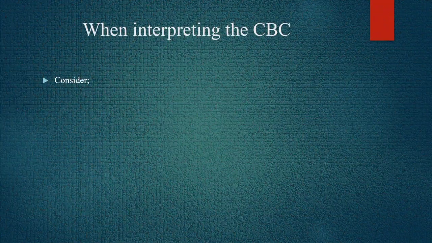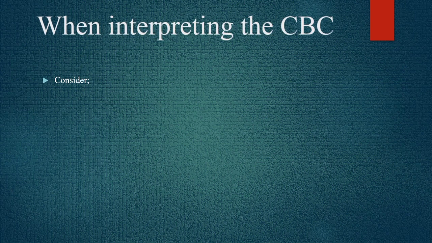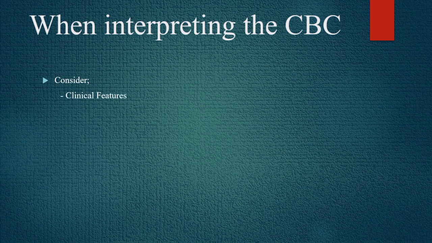Now, say you receive a CBC. What should you do when interpreting it? What exactly would you be looking at? What do you consider? Now, in order to interpret the CBC, you have to consider, one, what are the clinical features this patient is presenting with. As I told you, we need to assess signs of infection, signs of sepsis. For example, we need to see if this patient has malaise, chills, or even fever. But these conditions can also be seen in leukopenia.